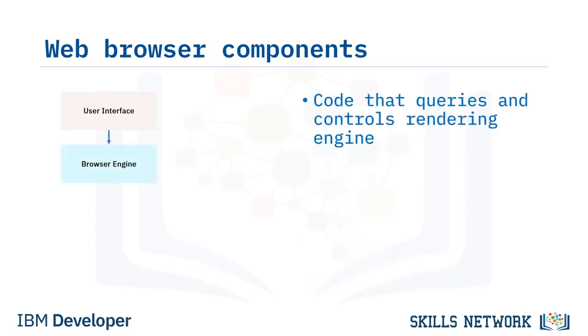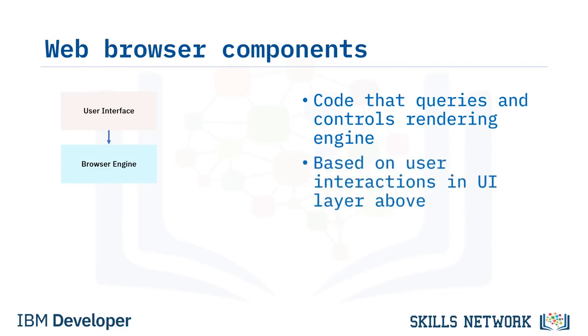The browser engine is the piece of code that is responsible for querying and controlling the rendering engine in the layer below it based on user interactions coming from the user interface layer above it, such as requests to load the URL and back and forward navigation when browsing.